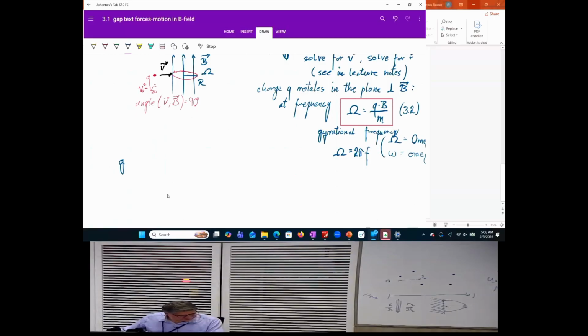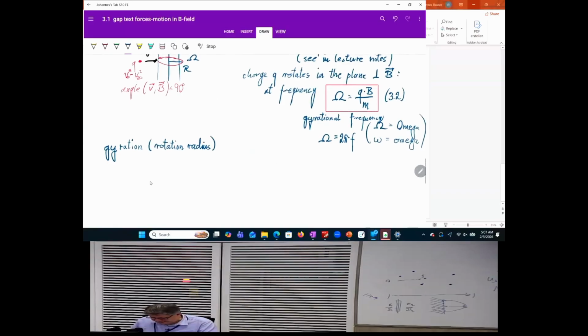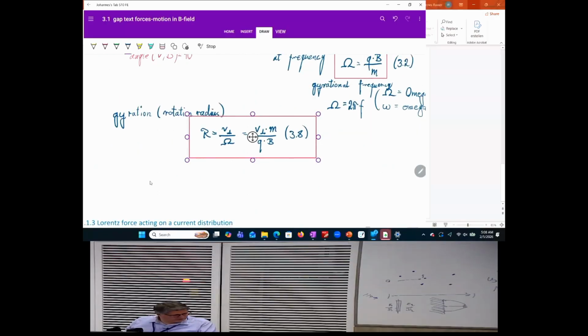You have the gyration, that is basically we want to look at the rotation radius, and that is given as this is our velocity component in this plane perpendicular. That is the one that is relevant for that gyration because that determines the force, and therefore enters into the equation for the gyrational frequency. This is our equation 3.8.